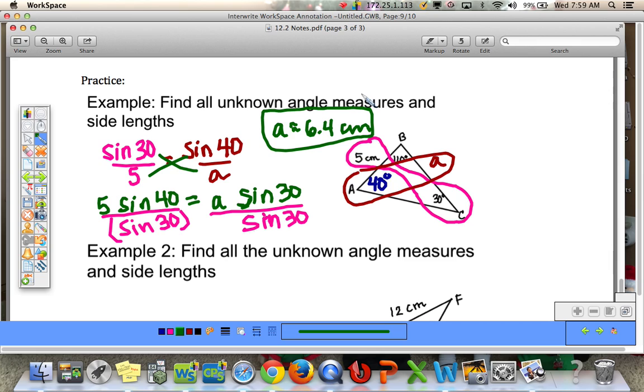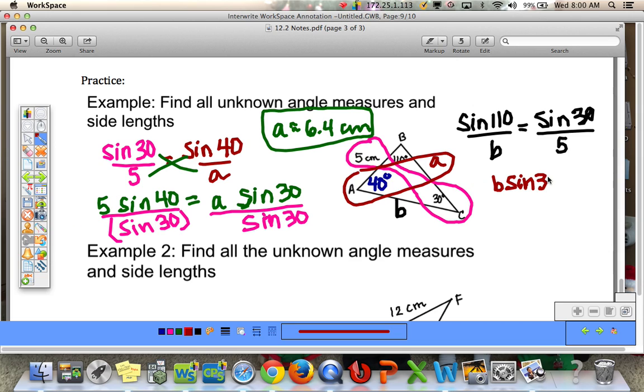Okay, so now we have to solve for side B. So let's put a B here. Sine of 110 over B equals, and you can use either one of the ratios, but since we rounded for A, I'm going to use the first ratio that we had because the number is exact. So we have sine of 30 over 5. Again, you cross multiply and solve, so we'll have B sine of 30 equals 5 sine of 110.